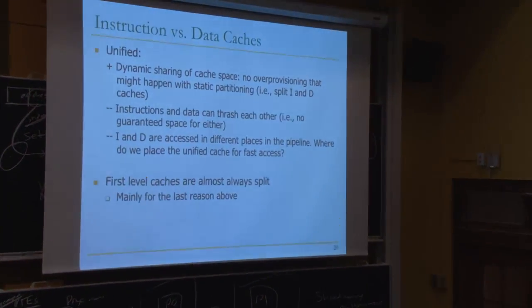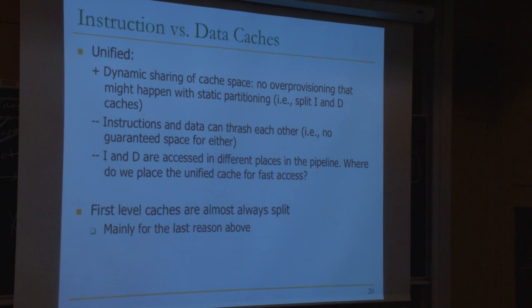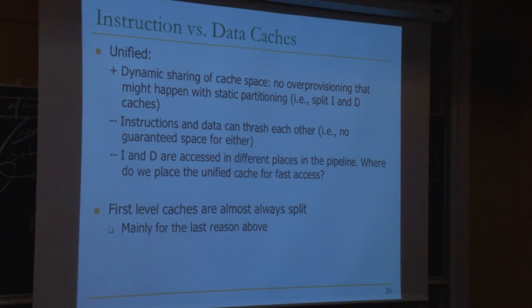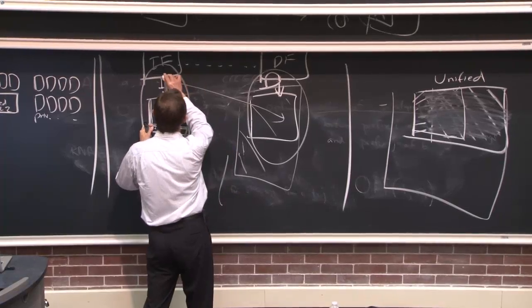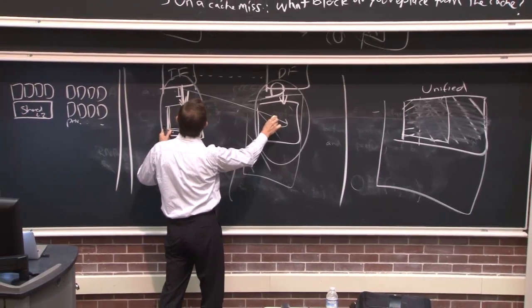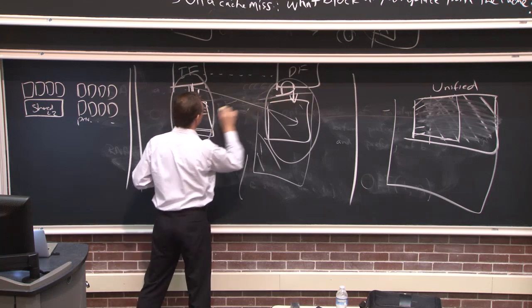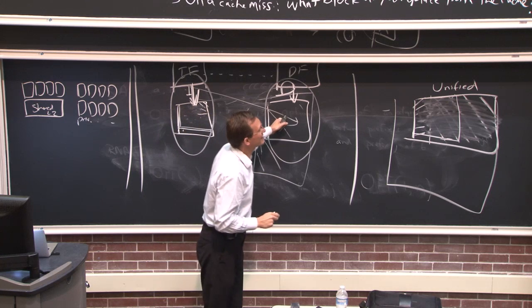Okay, and first level caches are almost always split today. This is the main reason. Because again, remember, first level caches, the design decisions you make there are dictated by the pipeline. You'd like to supply instructions and data right away into the pipeline, in one cycle ideally. And if you have a unified cache, going from the instruction fetch stage to the unified cache takes time, or going from the data fetch stage to the unified cache takes time. Whereas you get rid of that if you separate the caches. Right?